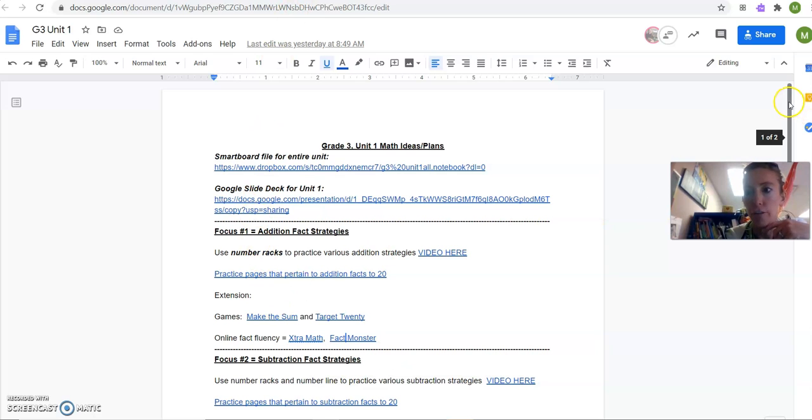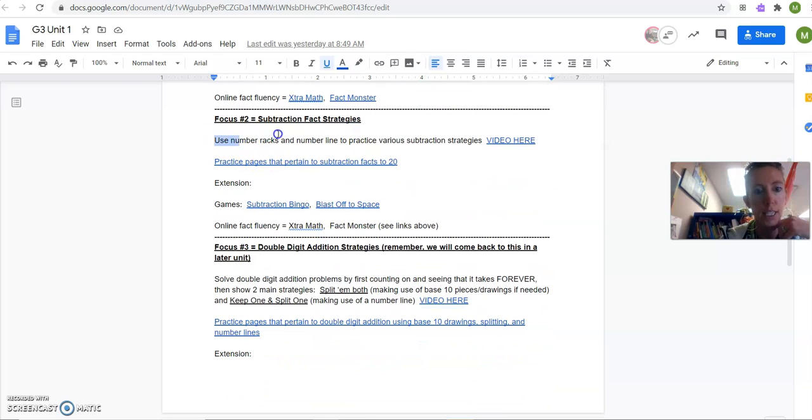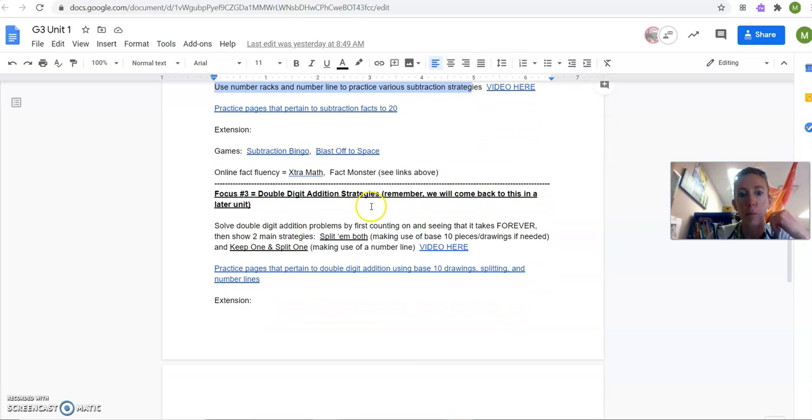So each focus has stuff like this, same as focus number one. It has how you could do it in the classroom with a video, and then practice pages, extensions, games, and then other things, if there were other things. I will say that you might be scared to go into the double-digit addition strategies, but they did work a lot on double-digit addition at the end of the year, in that later half of the year. I know we only had 2.5 months, but they did do quite a bit of double-digit addition with place value. So I would just delve into it and work on these strategies here.